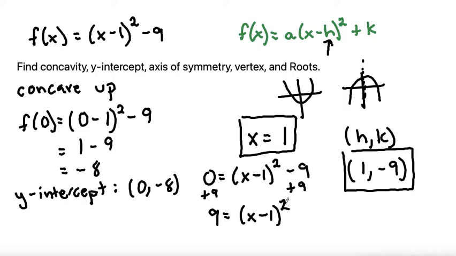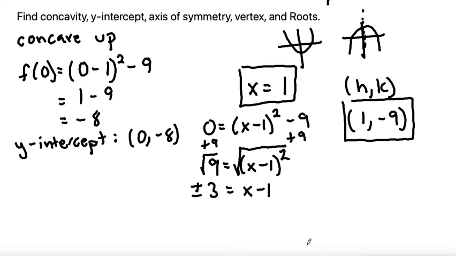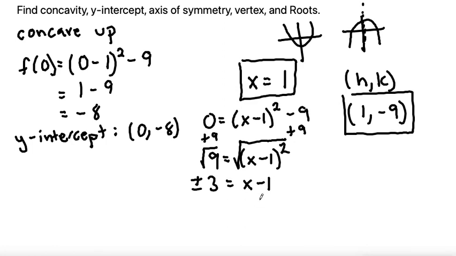From here, to get the square to go away, we can take the square root of both sides. However, we have to keep in mind that if we take the square root of both sides, the side that's just a number, we need to make it plus or minus. So the square root of 9 is 3. So on the left side it's plus or minus 3, which is equal to x minus 1. And then we can move the 1 to the other side by adding 1 on both sides. So that makes 1 plus or minus 3 is equal to x.